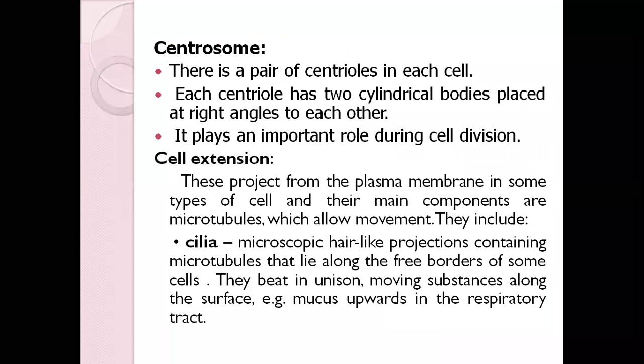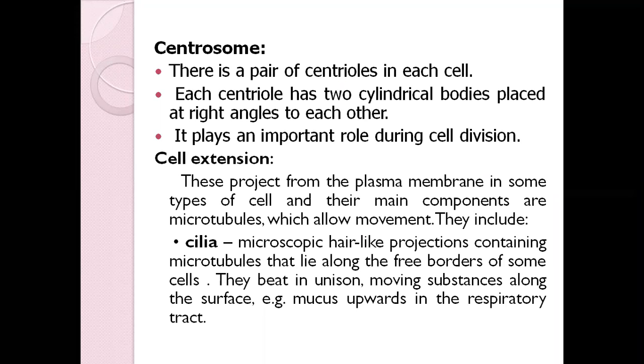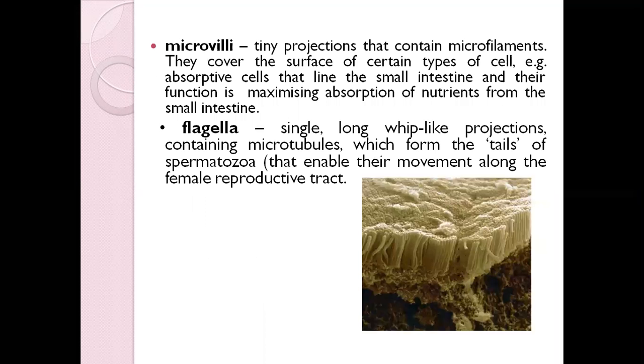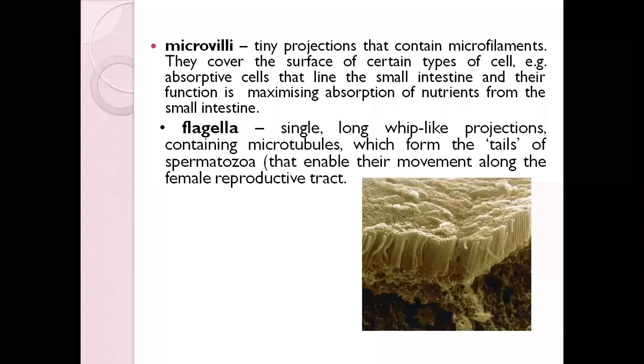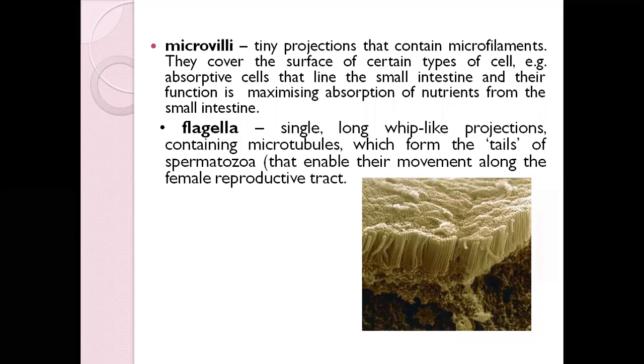The cilia are made of microtubules, and they mostly help in moving substances along the surface. For example, here they have shown how mucus from inside the respiratory tract is pushed up by the cilia. The microvilli are mostly seen in the small intestine, and they contain microfilaments. The next is the flagella, which are whip-like projections. They help in the movement of the sperm cells during fertilization.